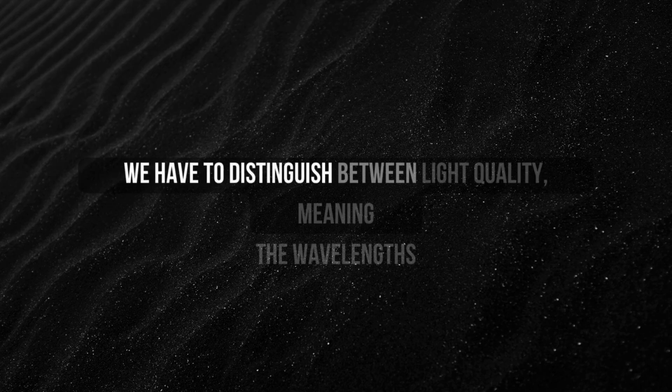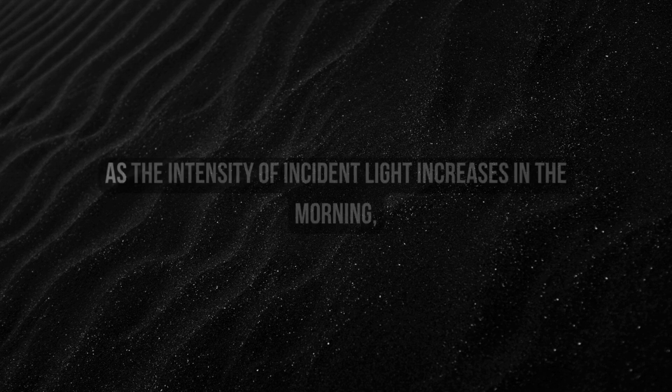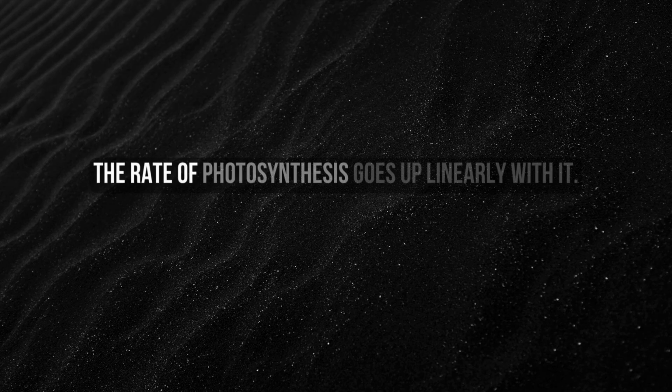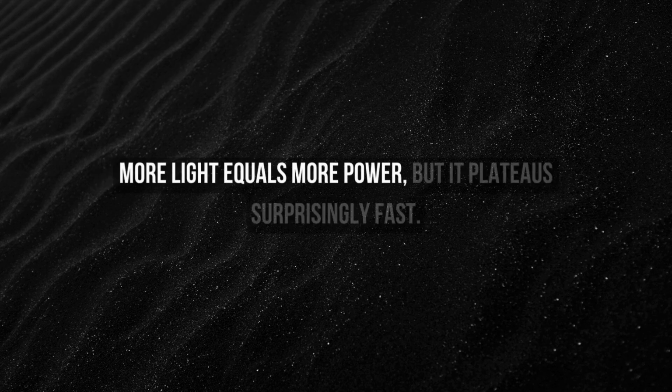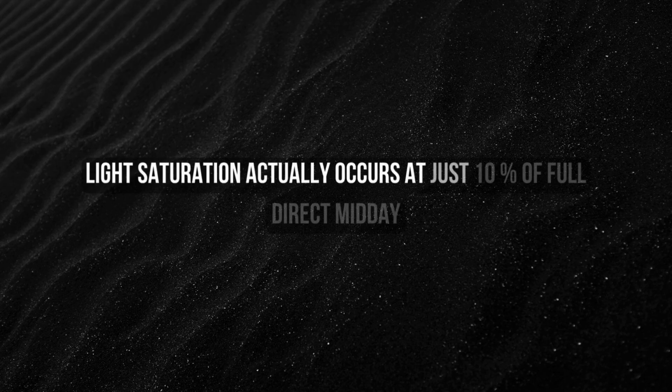We have to distinguish between light quality, meaning the wavelengths like the red and blue we discussed, and light intensity. As the intensity of incident light increases in the morning, the rate of photosynthesis goes up linearly with it. More light equals more power, but it plateaus surprisingly fast. It hits a hard ceiling. Light saturation actually occurs at just 10% of full direct midday sunlight.